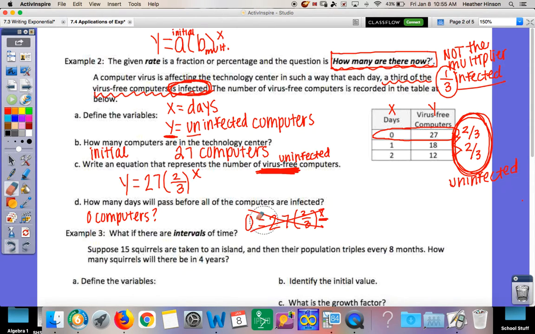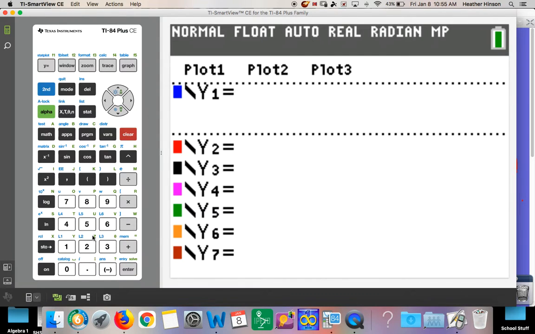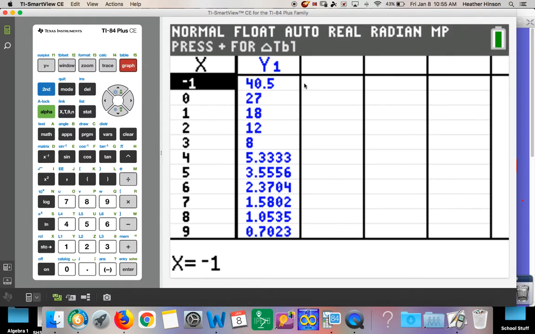You have to look at your table. So we're going to go to our table, go to y equals, plug in your equation. I'm going to do this as a fraction. Now I'm going to plug it in as 2 divided by 3 so that I can get decimal answers. And you'll see why in just a second. So instead of the fraction 2/3, put 2 divided by 3, so that when you go to your table, you can see the decimals instead of the fractions.